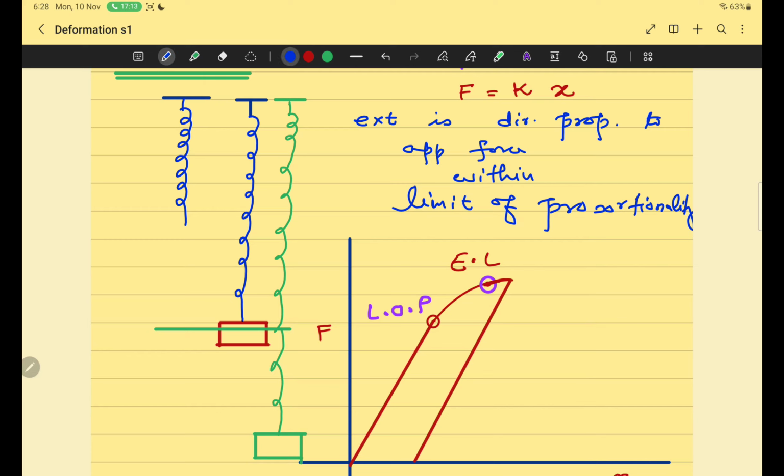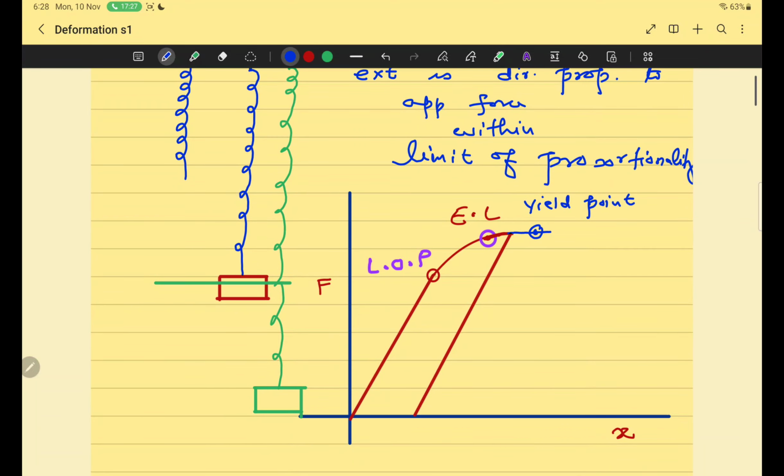So I want to tell you that, for example, this is the point and this point is called yield point. After this yield point, you are not further increasing force, but the length of the spring is increasing without increasing load. And this point is called, in Edexcel board physics, yield point.